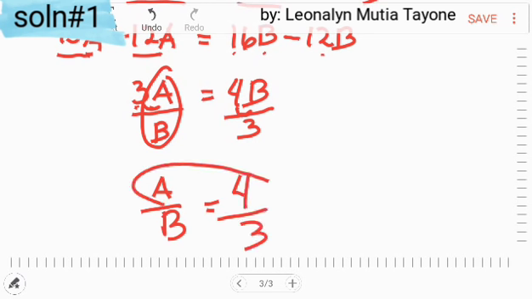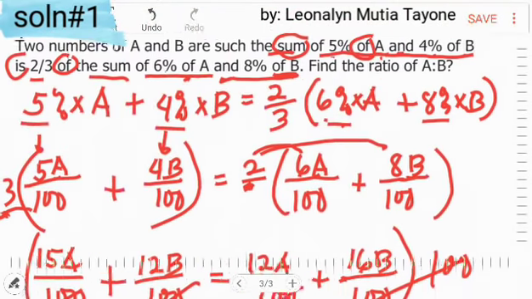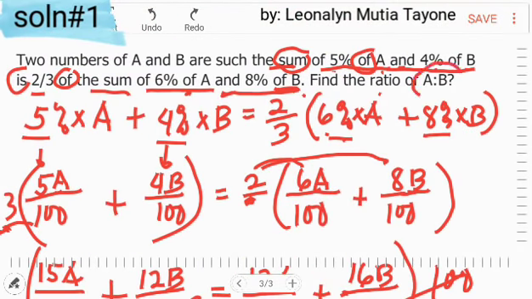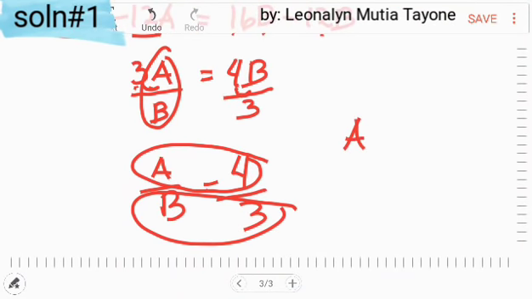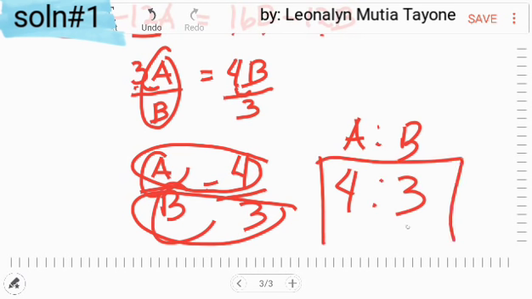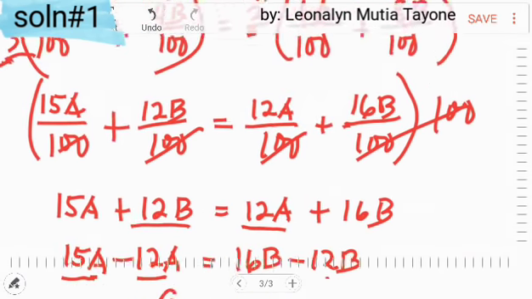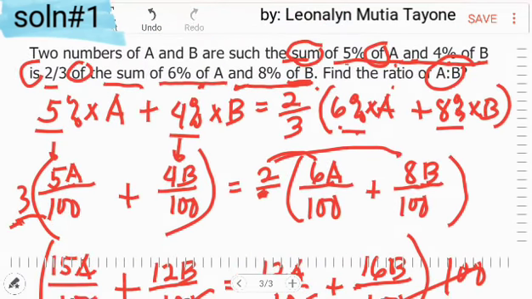Therefore, A is equal to 4, B is equal to 3. Ang tanong dito ay, find the ratio of A is to B. So, A is to B. Ang A ay 4 is to, ang B ay 3. So, ang sagot dito ay 4 is to 3. Uulitin natin para mas lalo lang maintindihan.